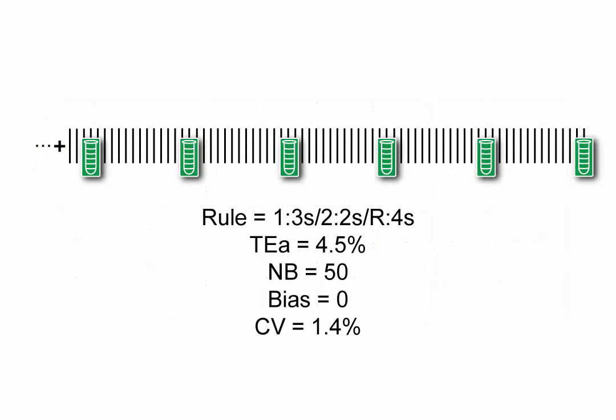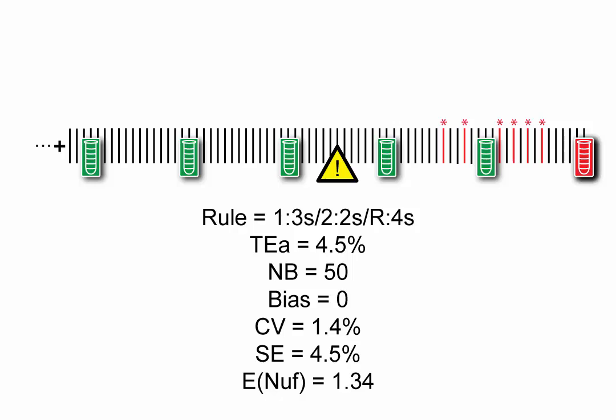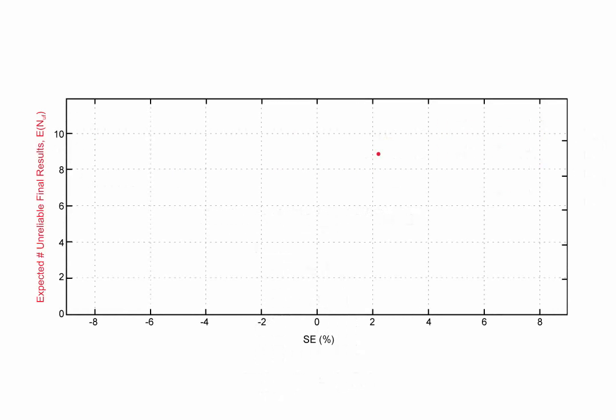Let's look at a larger out-of-control condition. With a larger out-of-control condition, say a 4.5% shift upward, we would expect a larger percentage of unreliable results, but fewer QC events before detecting the out-of-control condition. As a result, in this particular case, the predicted enough is lower at 1.34. Let's plot the enough for this out-of-control condition.